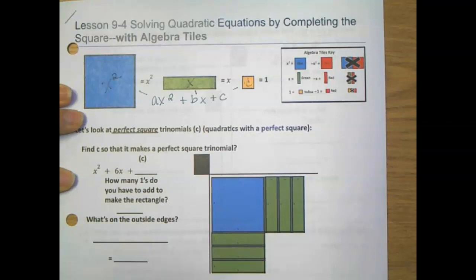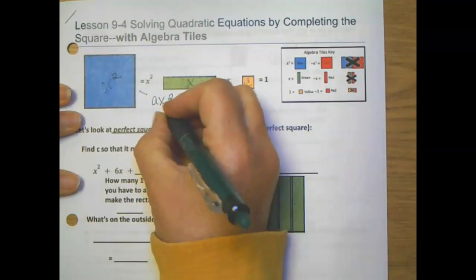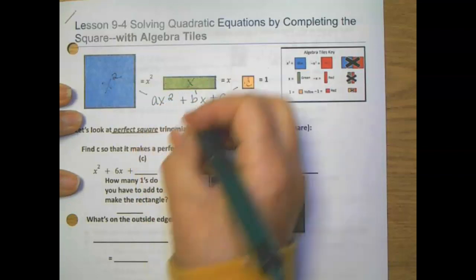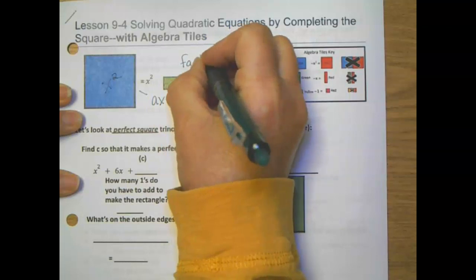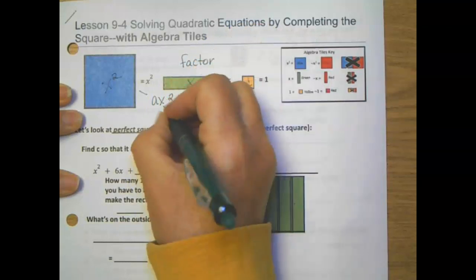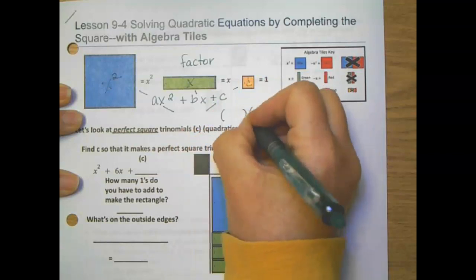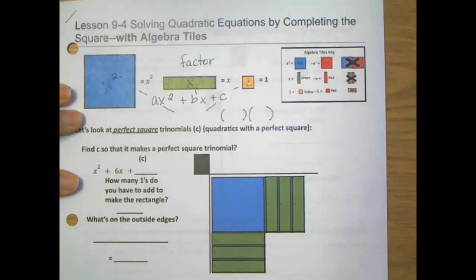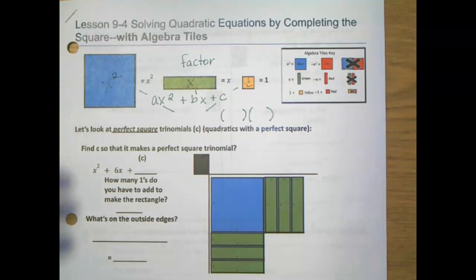All right, so back in chapter 8, we factored. So this is a way of factoring. Go ahead and write the word factor. And we would multiply these two, and then we did this like grouping. And that's what we're going to do today. We're going to factor. So we're talking about these perfect square trinomials.